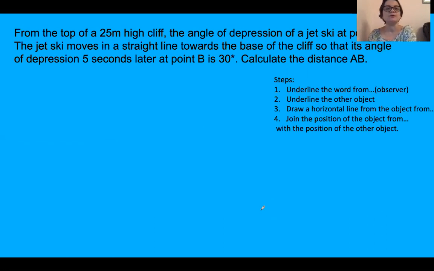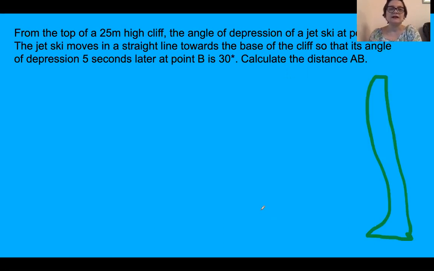It says from the top of a 25-meter cliff, it's 25 meters high, the angle of depression of a jet ski at a point A is 20 degrees. It says from the top of the cliff, so this is where the observer is. Underline the words from the top of the cliff. The word that comes after the word from shows where the observer is. Remember this one. And the cliff is 25 meters high.